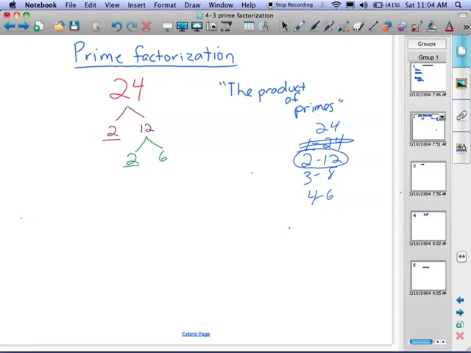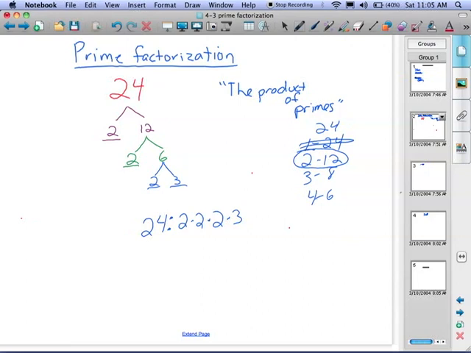6 can be broken into 1 and 6 and 2 and 3. 1 and 6 does us no good because it's the factors of 6, but we can use 2 and 3, and they happen to be prime numbers. So 24 can be written as the product of primes, which is 2 times 2 times 2 times 3. We can rewrite it that way.